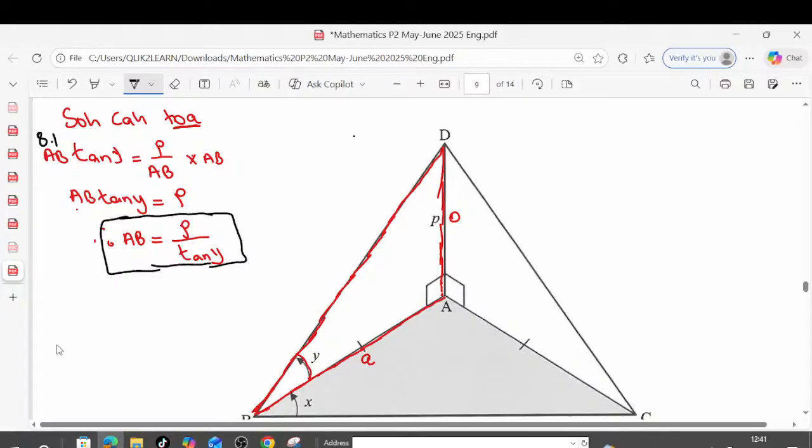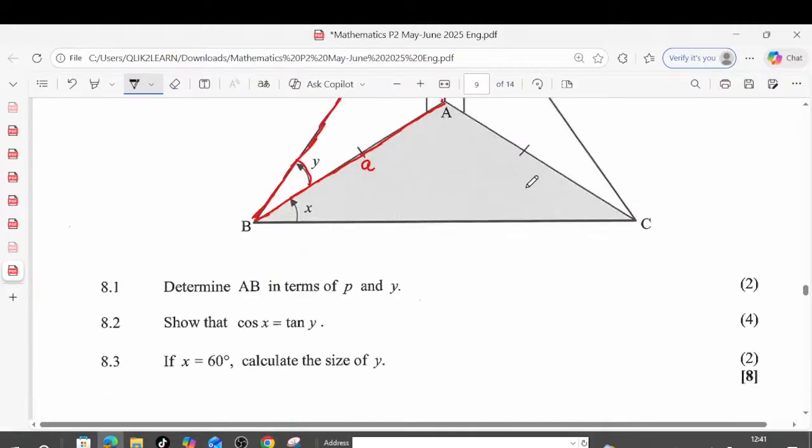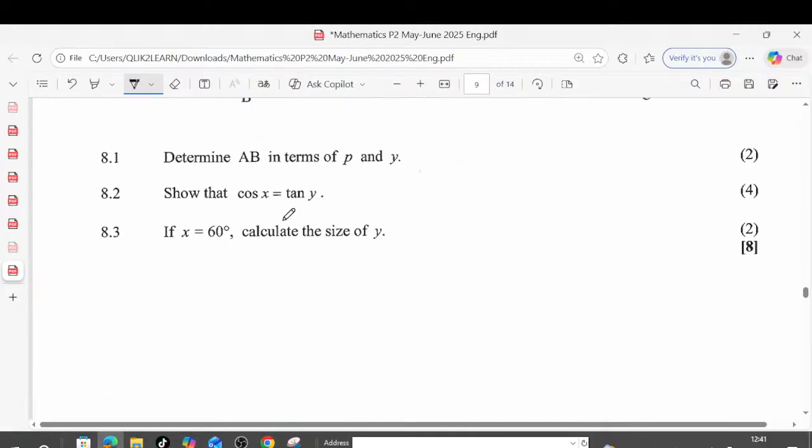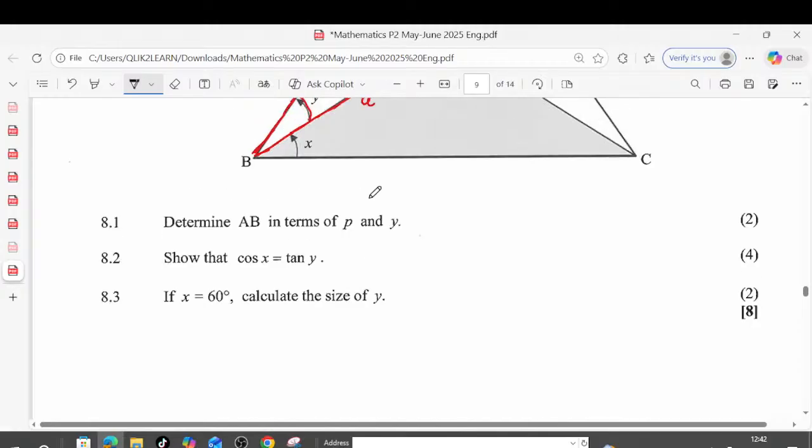Okay, so now let's look at what we have on the next question. Show that cos x is equal to tan y, and this is 4 marks. I look at this question, and I can see that this question is not making any sense. They just want us to prove that cos x is equal to tan y. Why do they want us to do that?